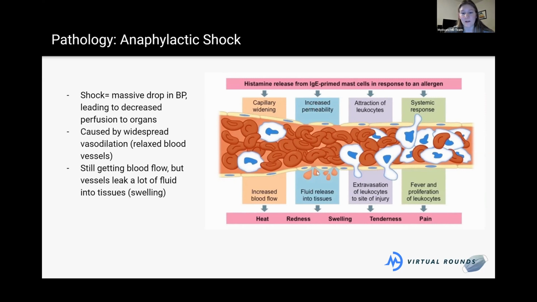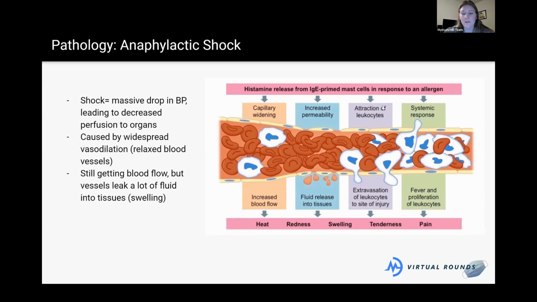So you release fluid, which is really plasma without cellular components, into the tissues, which can cause redness and swelling. Some of those cell signaling molecules that we went over on the hypersensitivity slide can also act as attraction of other white blood cells or leukocytes, and that will recruit other immune cells that will increase the inflammatory response even more to the site of injury or to the site of where the allergen was at.